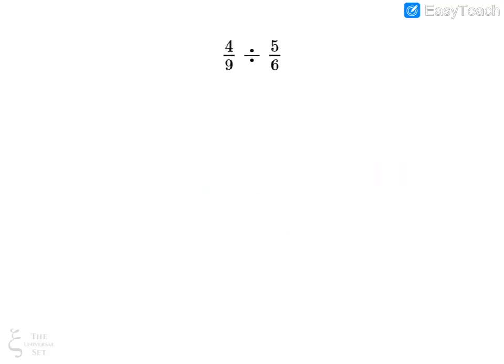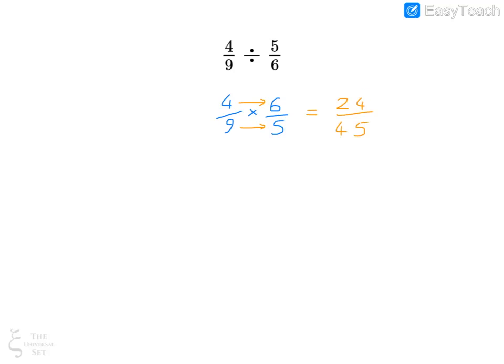4/9 divided by 5/6. Same method as before. So 4/9, that one stays the same. This one, turn him upside down, 6/5, and we're multiplying. So straight across on the top there, 4 times 6 is 24. And on the bottom, 9 times 5 is 45.